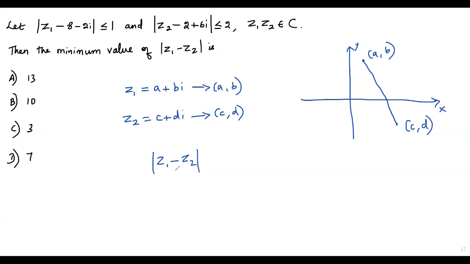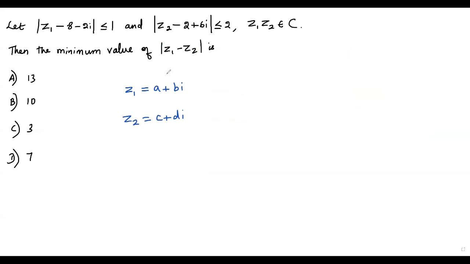That is the distance between the two points given by the complex numbers Z1 and Z2. According to the question, we have to find the minimum value of |Z1 − Z2|, that is, the minimum distance between these two complex numbers Z1 and Z2. Now let's consider the other things we have in this question. Let me erase this for a moment.